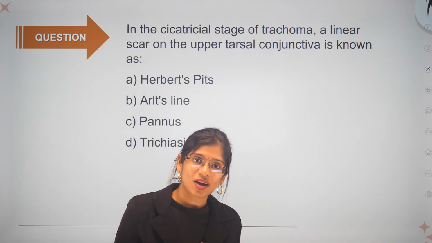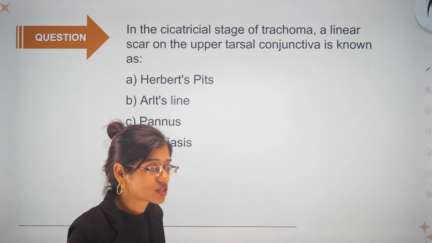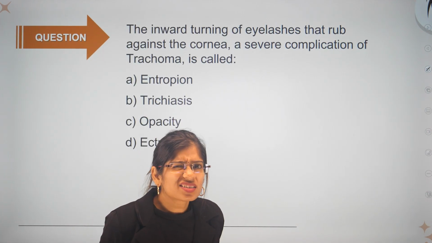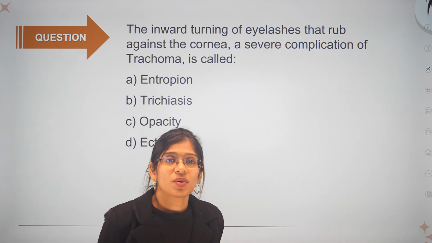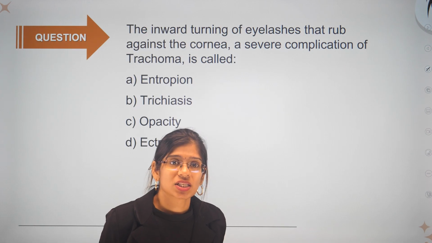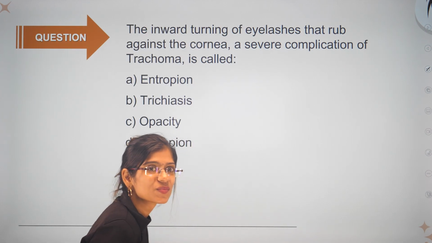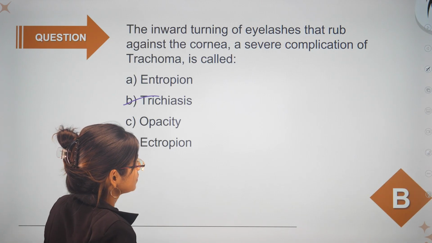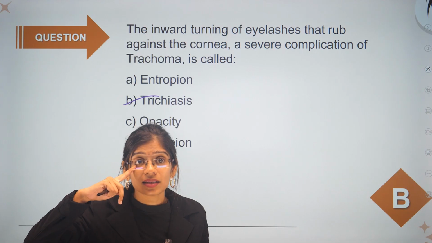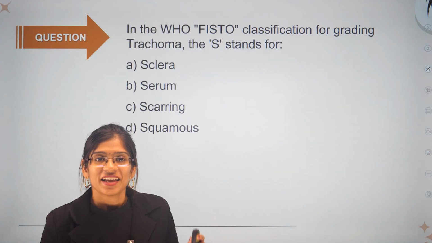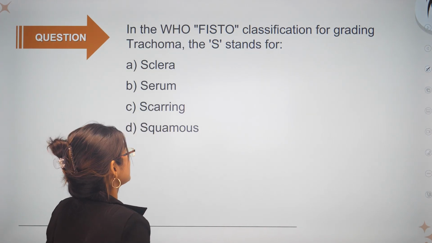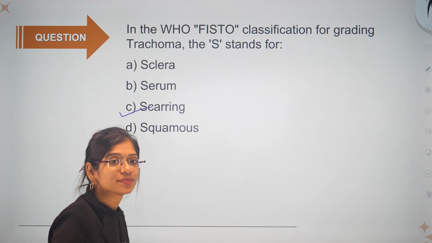In the cicatricial stage of trachoma, the linear scar on the upper tarsal conjunctiva is known as Arlt's line. Inward turning of the eyelashes that rub against the cornea, what is it called? That is called trichiasis. If the question is inward turning of the eyelid, that is entropion. In the WHO FISTO classification, S in trachoma stands for scarring.